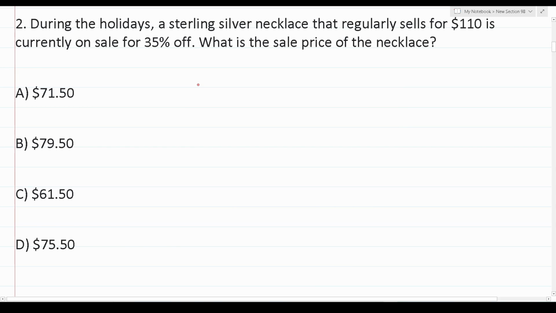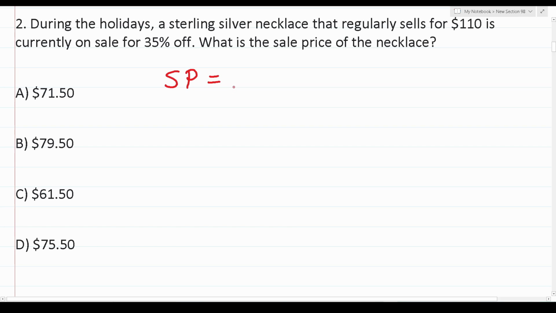All right, number 2 says, during the holidays, a sterling silver necklace that regularly sells for $110 is currently on sale for 35% off. What is the sale price of the necklace? So I like to represent these problems algebraically, and that looks like this. We're trying to figure out what the sale price is. So I'm going to call that SP.